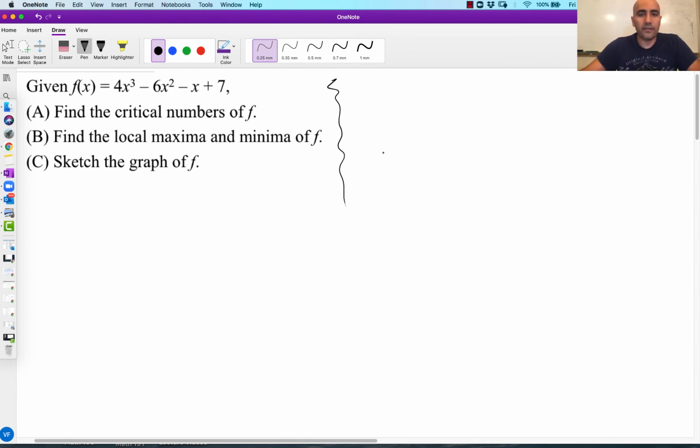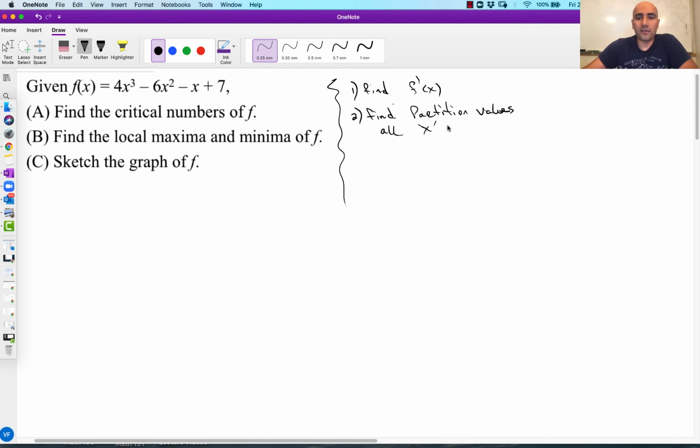So this is kind of the order in which I want to tackle this. Number one, I'm going to find f prime of x. Find the derivative. Number two, we want to find partition values. Good. So that, remember, that's all x such that either f prime of x equals 0 or f prime of x does not exist. So find all those values.